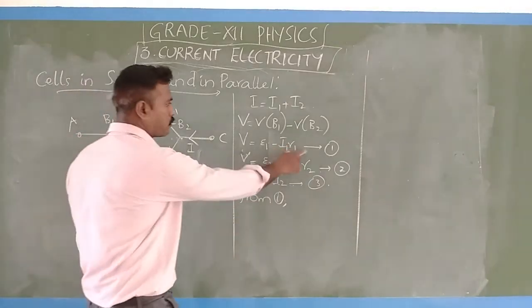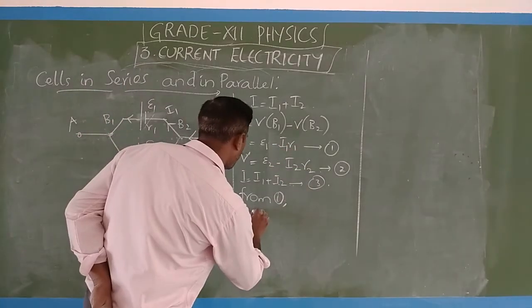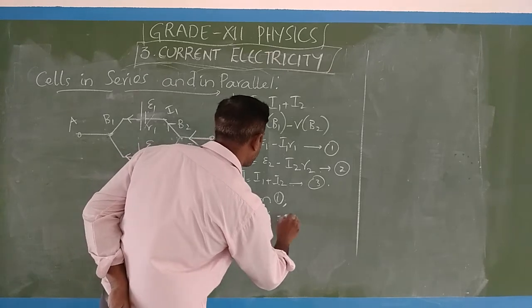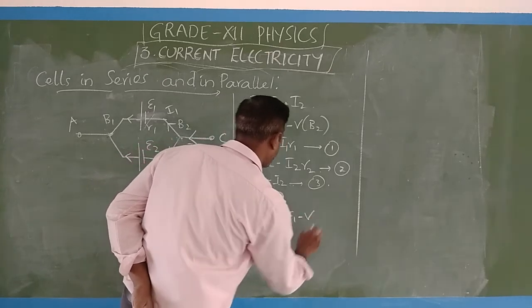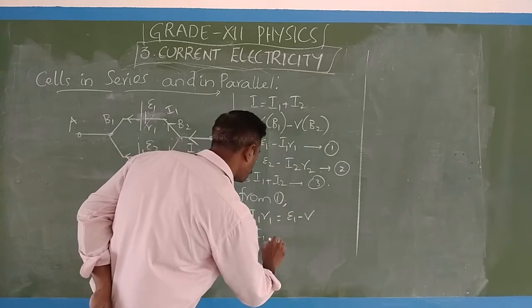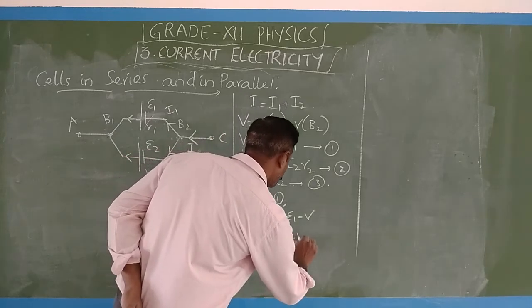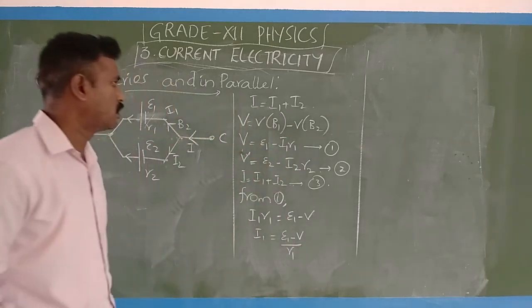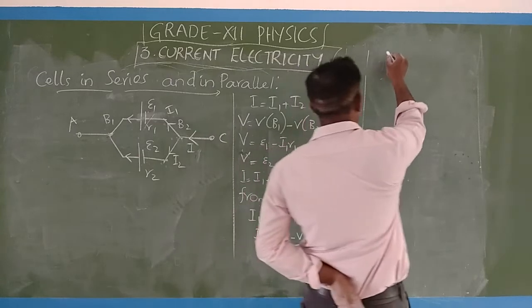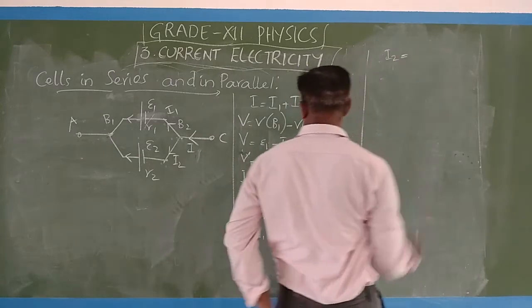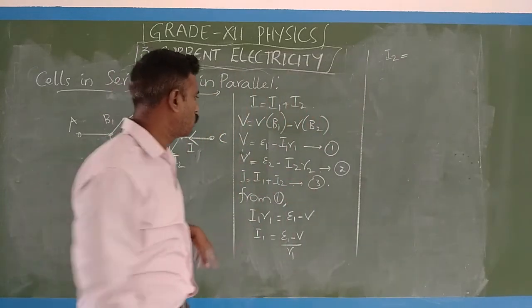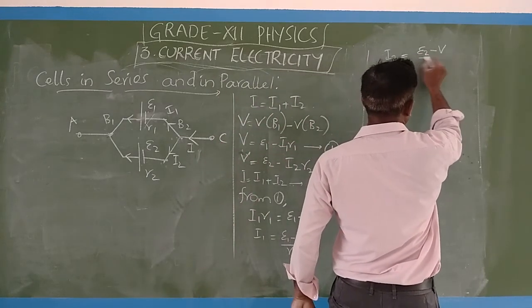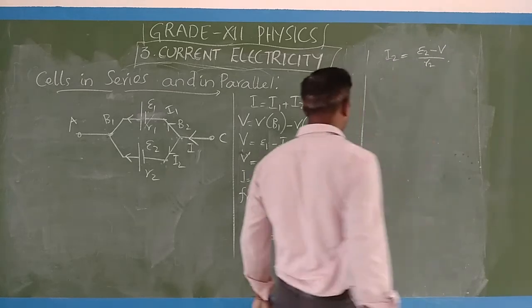So from 1, the first equation, I1 R1 is E1 minus V. I1 is E1 minus V by R1. Similarly, what is I2? I2 is E2 minus V by R2.